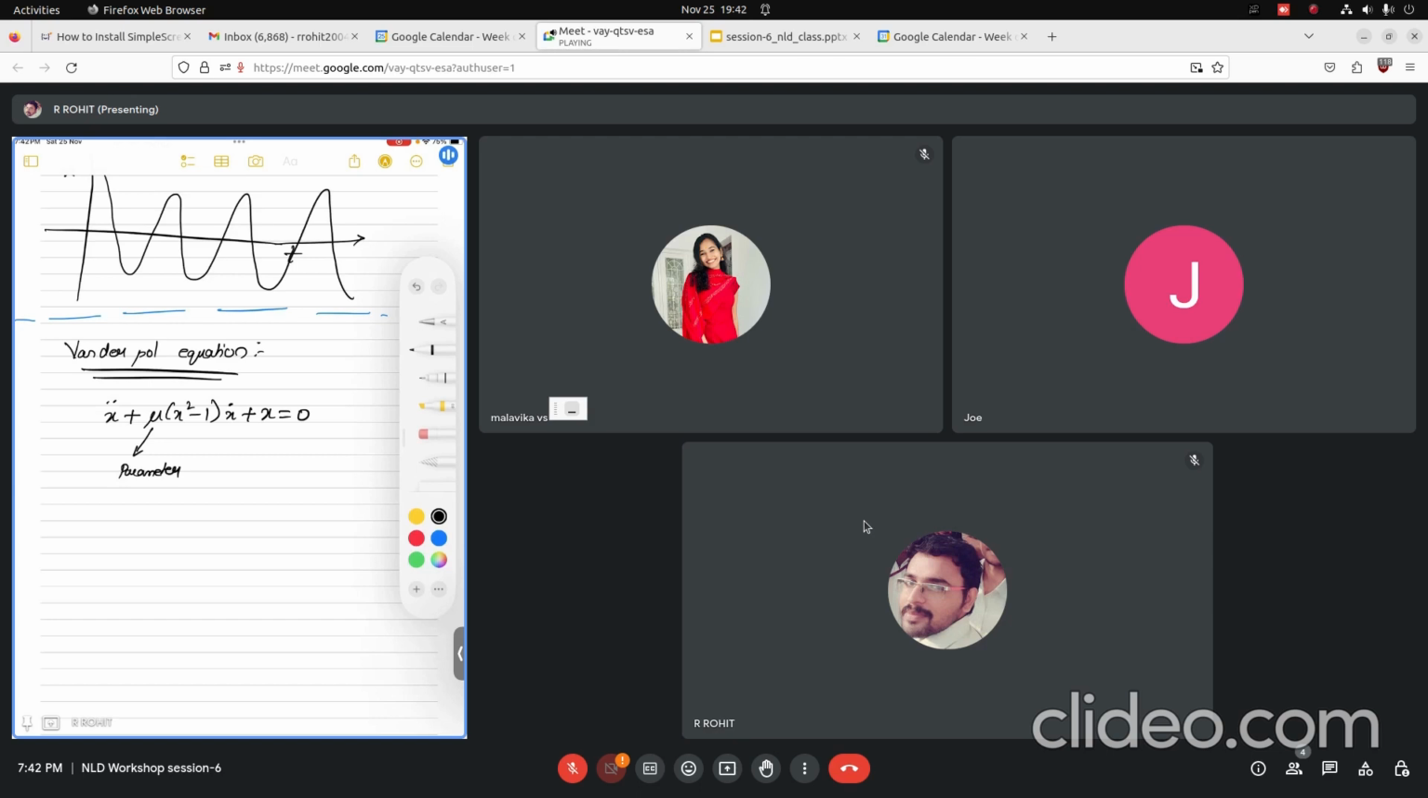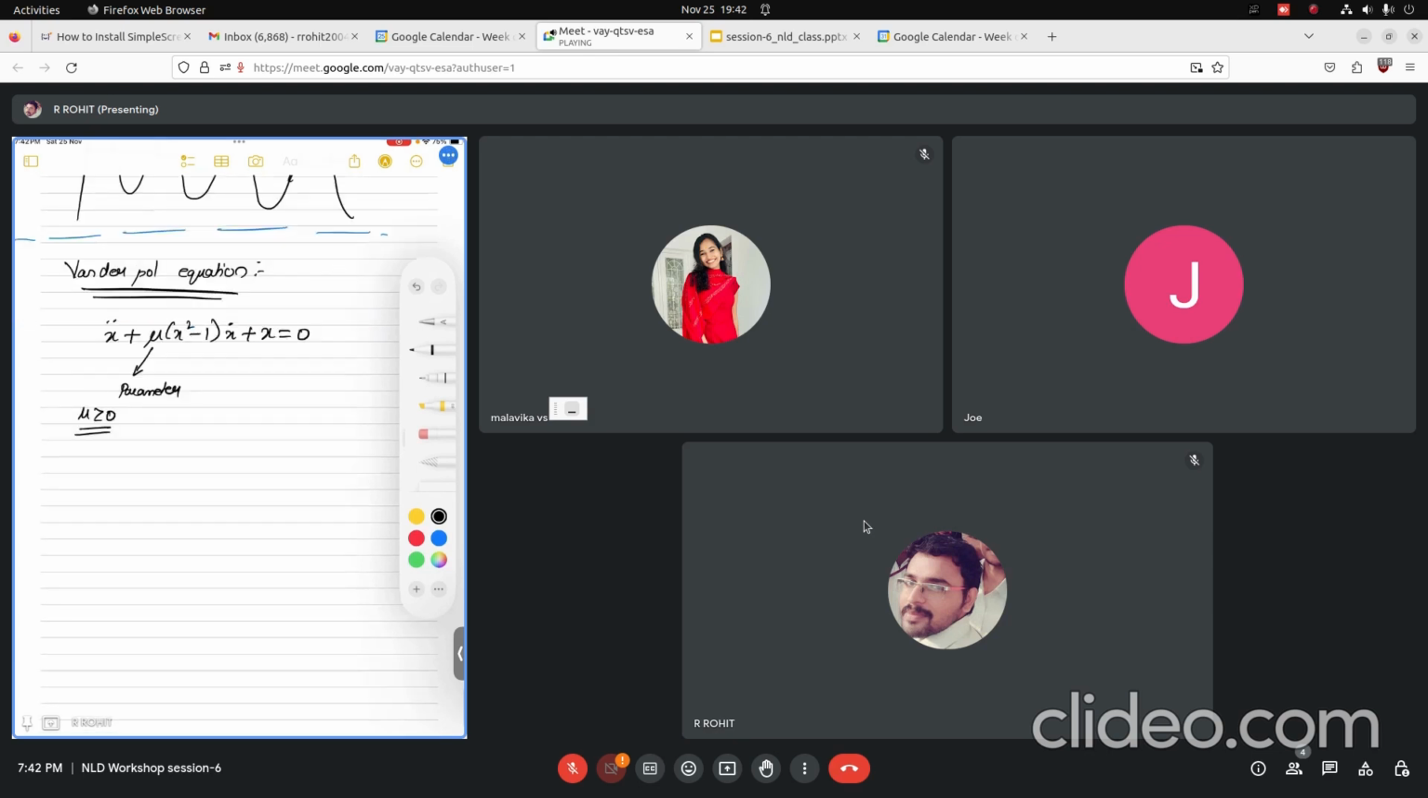So this is what we actually change. Nu, we change, it can be greater than or equal to 0. And this is a. So if you remove this particular term, then you are left with only x double dot plus x equal to 0. This is just our simple harmonic oscillator which we have discussed. So this is nothing but a simple circle actually.